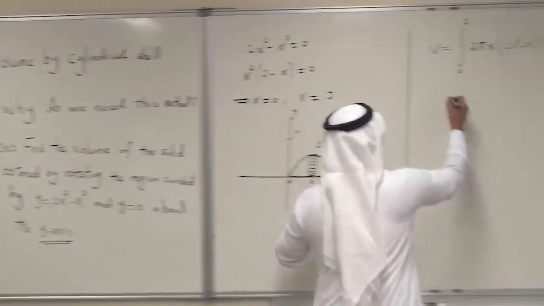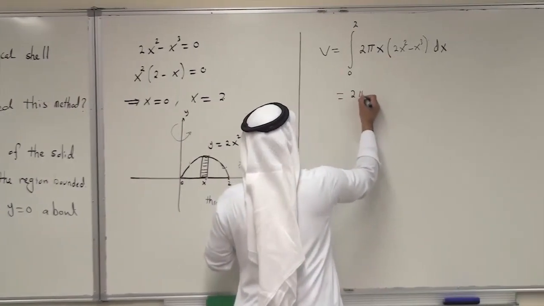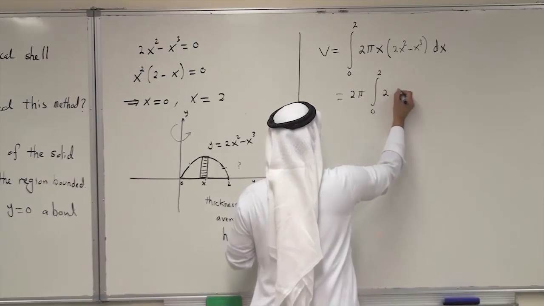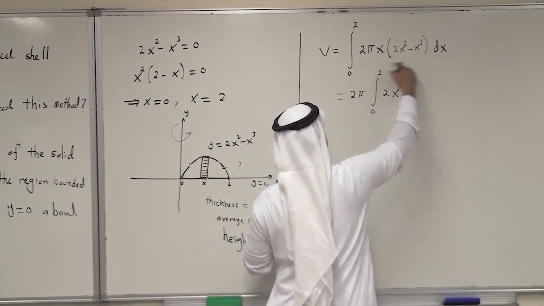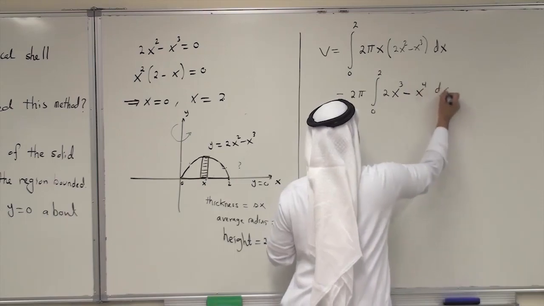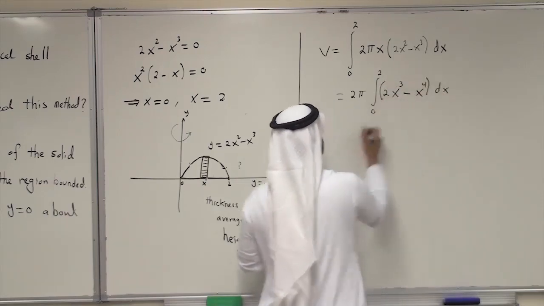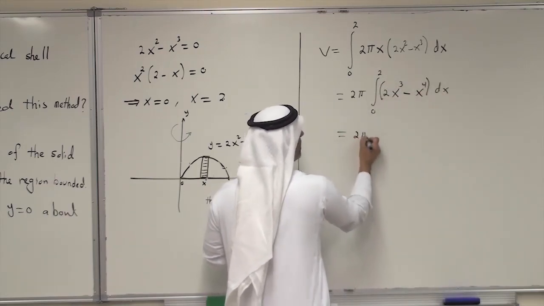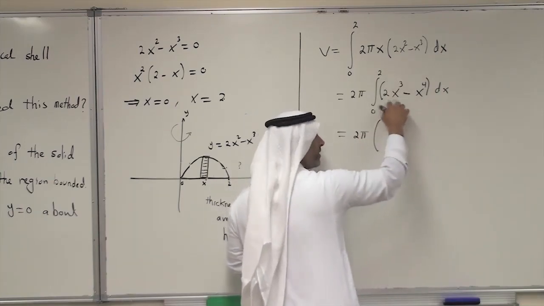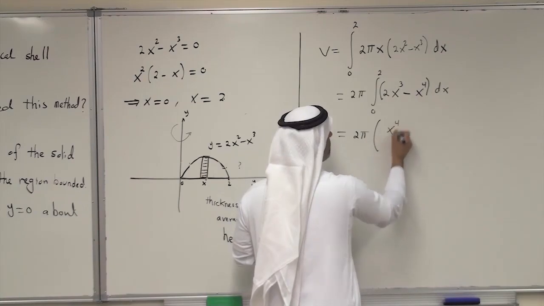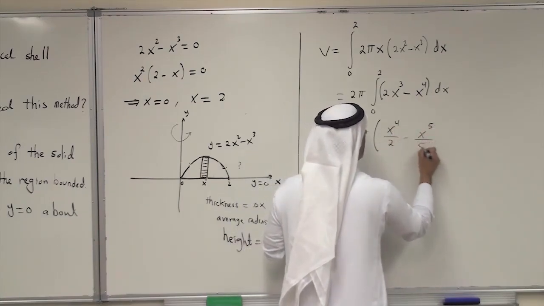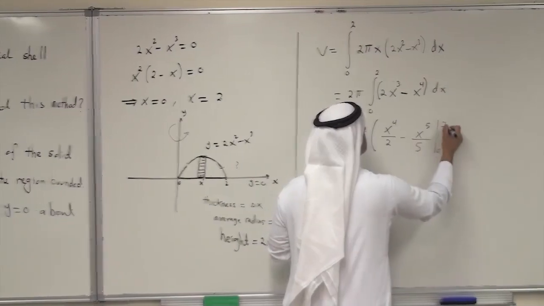So, this is equal to what? This is 2 pi times the integral from 0 to 2 of 2x cubed, I'm distributing now, minus x to the power 4, dx. Fine. What is it equal to? Of course, this is a simple integral. This will be x to the power 4 over 4 times 2, that is x to the power 4 over 2, minus x to the power 5 over 5. You need to evaluate from 0 to 2.